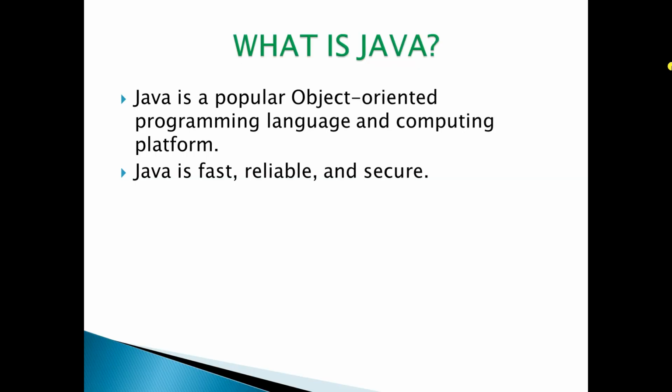So first thing we need to know about Java is what is Java. So actually, what is Java? Java is a popular object-oriented programming language and a computing platform. So why is it popular? It has so many features. I will talk to you about that after these things.